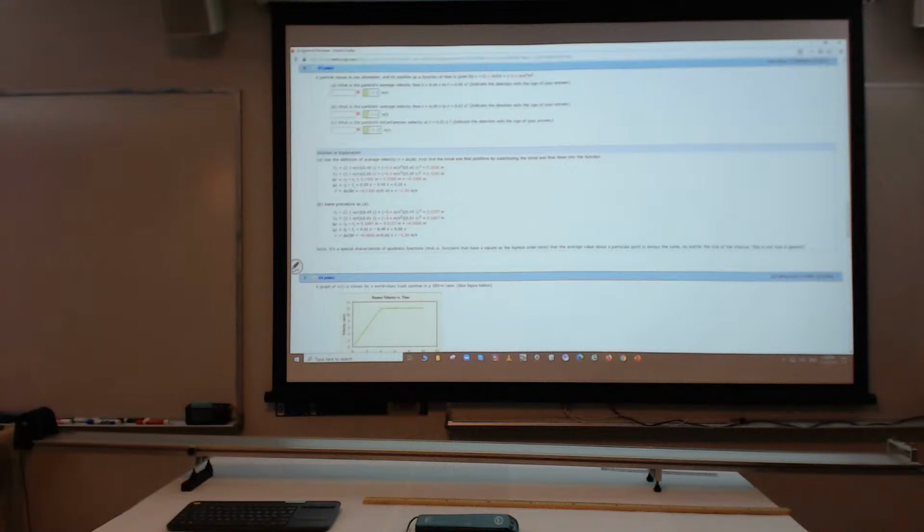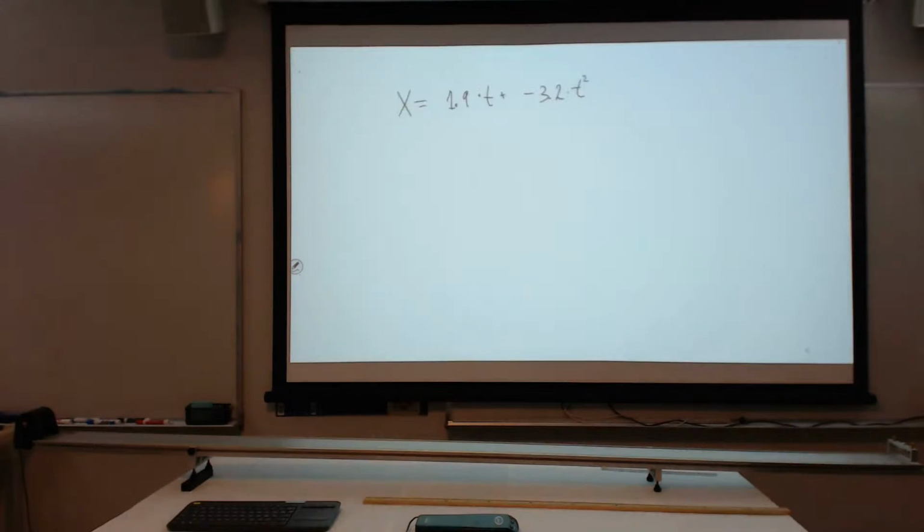Okay. So you've got an equation. You can read me your equation, because different students have different values. So please. X equals 1.9 t plus minus 3.2 t squared. Like this, yes? Yes. All right. And there are many different questions. For example, average velocity and the instantaneous velocity. So we need average velocity for a certain time interval, and we need instantaneous velocity at a certain instant. Okay, so please ask a question.